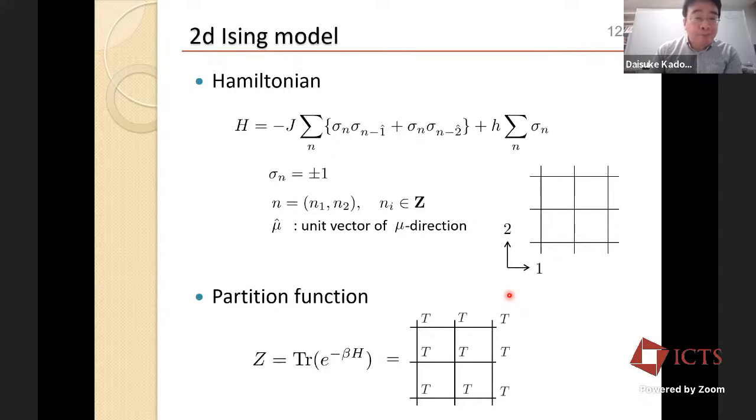The tensor renormalization group method was originally proposed in 2 dimensions in condensed matter physics. And as already mentioned, the partition function of 2D classical Ising model can be expressed as a tensor network. And once the tensor network representation is obtained, we can apply the TRG to renormalize the tensor network.